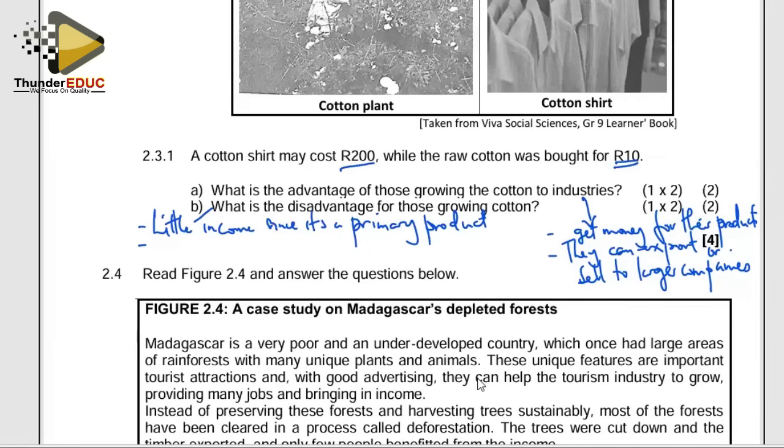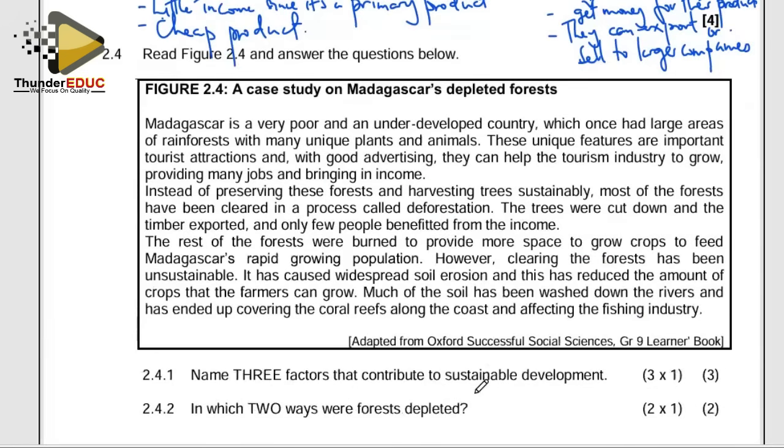And also, if you try to look at it from another perspective, the product is a cheap product. Raw material is a cheap product. It's a disadvantage. They cannot afford to raise the price of the cotton because it's a primary product. It's always cheap. Primary products are always cheap because they have no value added to them. So for that reason, it's a disadvantage for the farmer who is growing cotton.